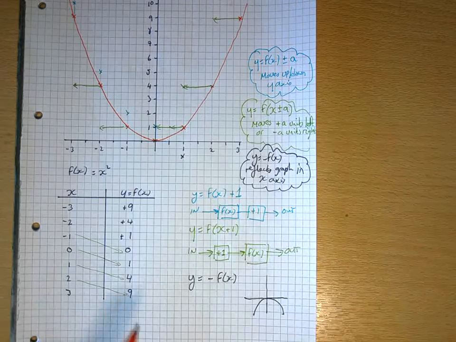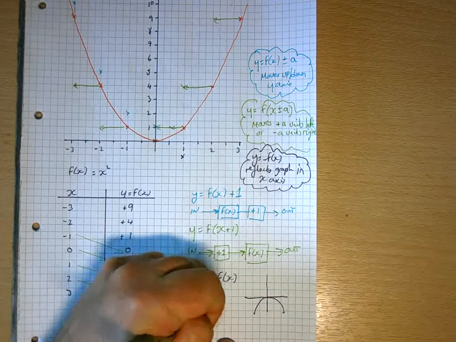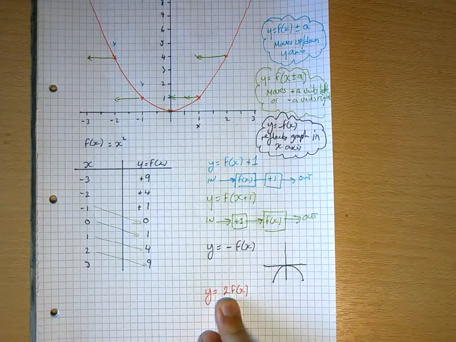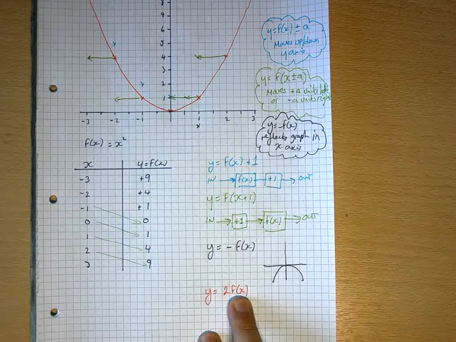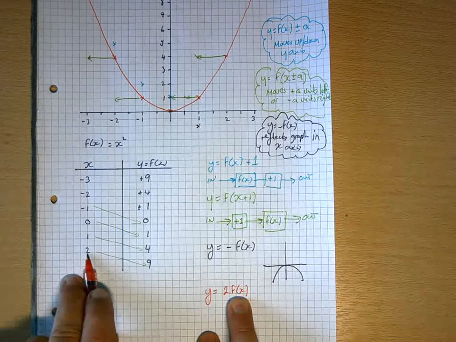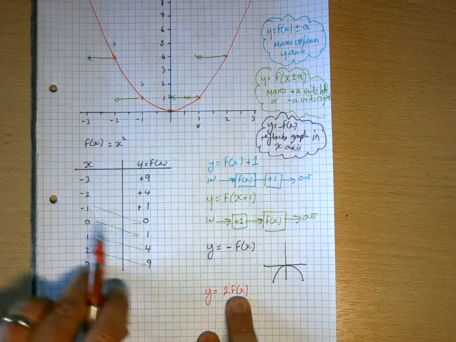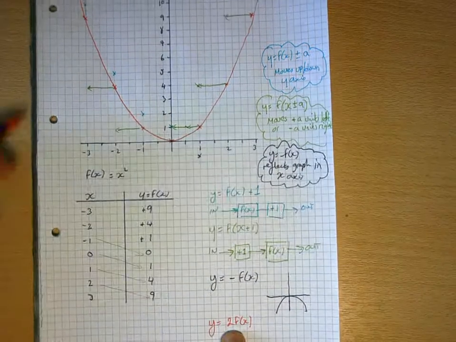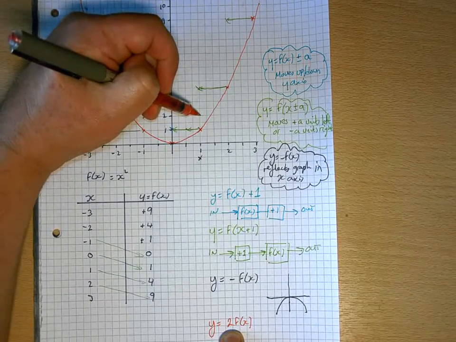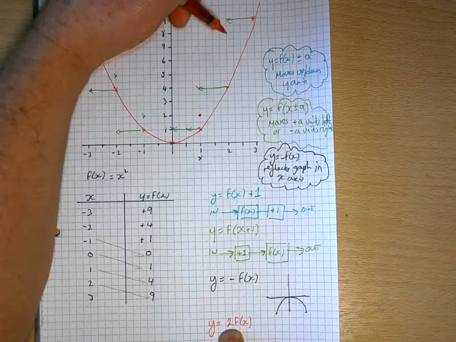Another one that you need to know about is y equals, let's say we do 2f(x), then what that is going to do is double your output. So 1 becomes 2, 4 becomes 8, 9 becomes 18. So y equals 2f(x) takes your output and doubles it.